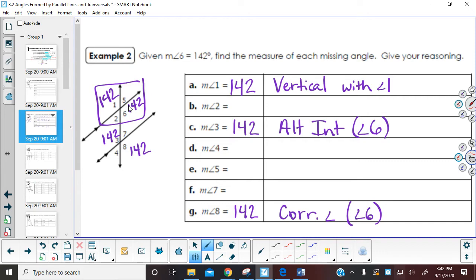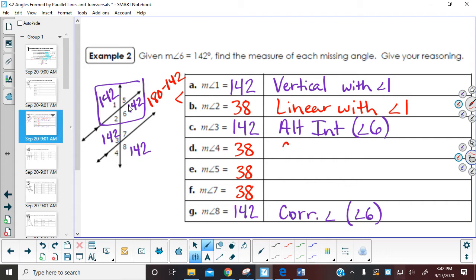So when we look at angle 2, we have a linear pair with angle 1, so we can say linear with angle 1, or we can say it is linear with angle 4, or excuse me, angle 6. It doesn't matter, but this is going to be 180 minus 142, which is then going to give us 38. And all of those other acute angles are also going to be 38. But again, our reasoning can vary.